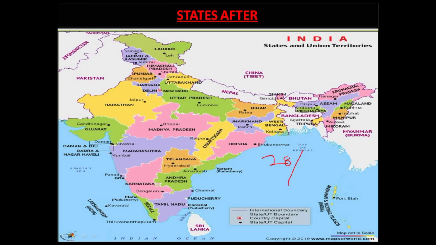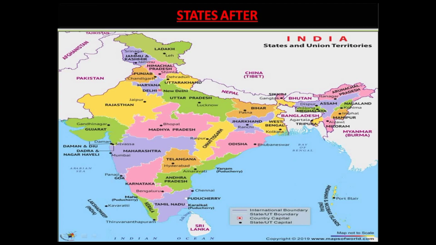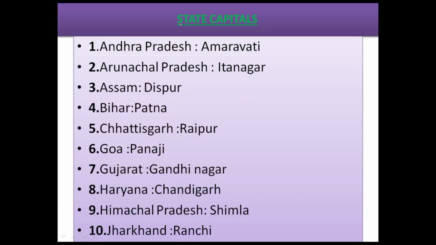If you want to take a screenshot, you can take this screenshot. Okay, now let's move to the state capital cities. We came to know how many union territories and how many states there are. So let's first learn the capital cities of all the states. We'll start in alphabetical order.